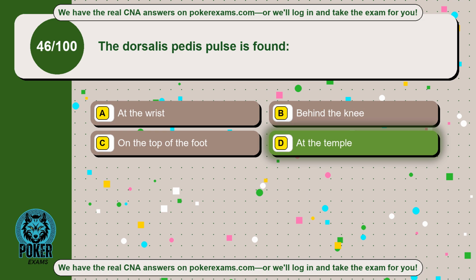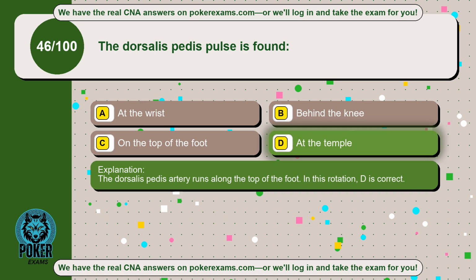The correct answer is option D. At the temple. The dorsalis pedis artery runs along the top of the foot. In this rotation, D is correct.